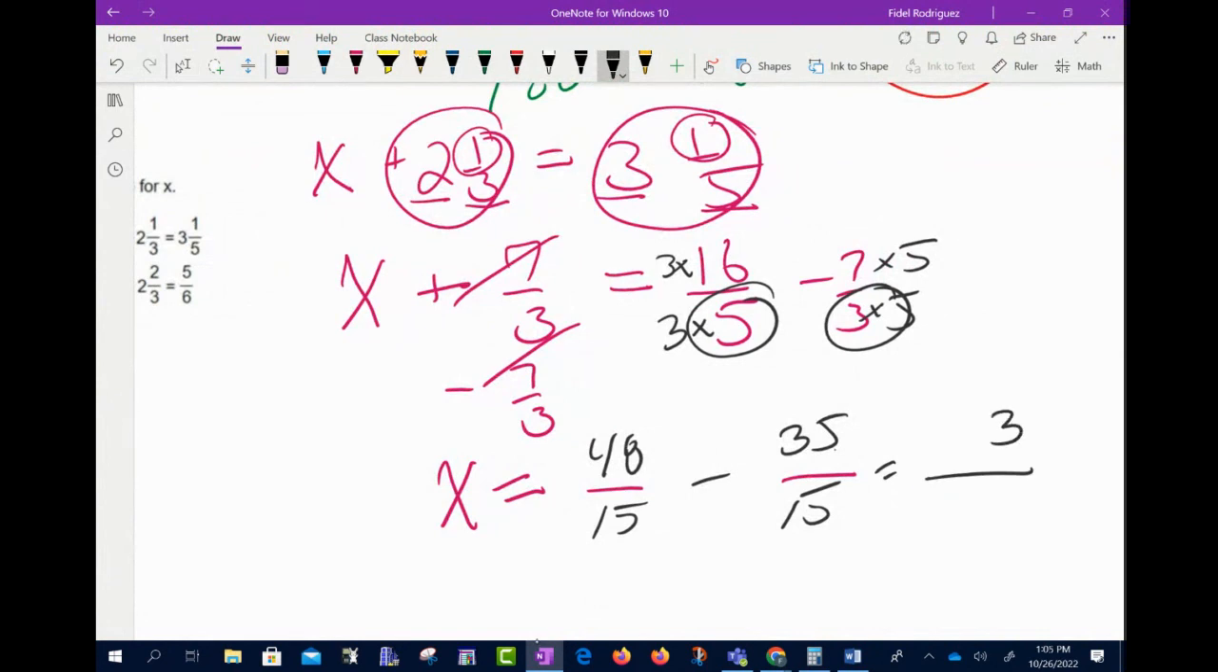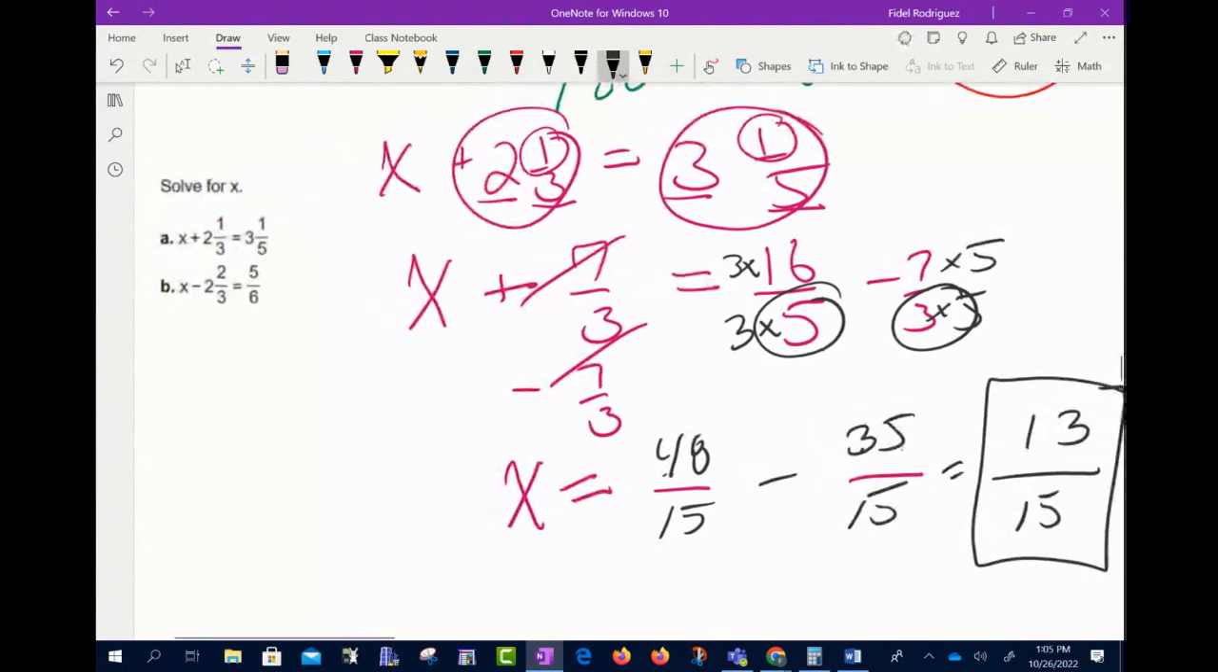8 minus 5 is 3. 4 minus 3 is 1. So my answer is 13/15. Okay. And again, all I'm doing here, y'all, is converting them to improper fractions and then doing the math behind it.